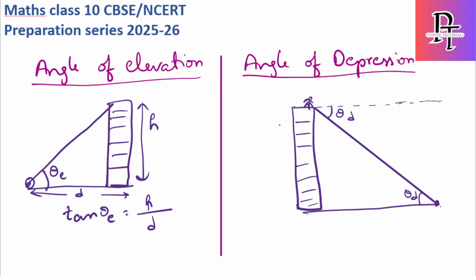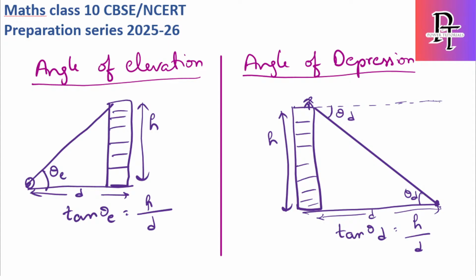So again here also it will be the same formula: tan theta d, which is the angle of depression, is equal to the height of the building divided by the distance of the building from the object. Hope it's clear for everyone, what is angle of elevation and what is angle of depression. Angle of elevation is the angle subtended from a point on the ground to the top of a building or any tower, whereas angle of depression is the angle between the imaginary horizontal line, from the top of any position, to the object which is placed on the ground.